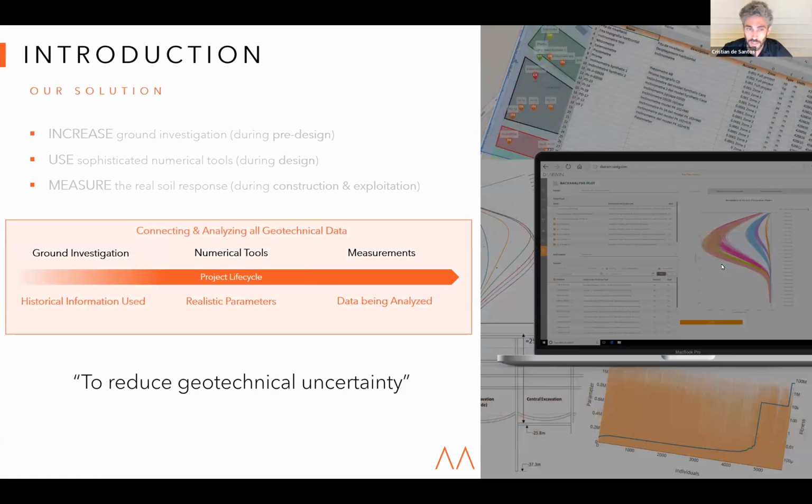What we are proposing is a methodology to connect and centralize all the geotechnical information to be analyzed to better predict the ground behavior. The idea is using historical information as well as analyzing monitoring data to enrich our numerical models.